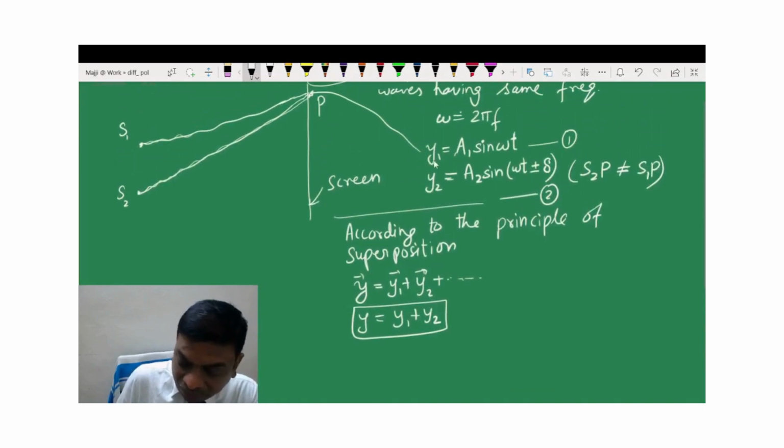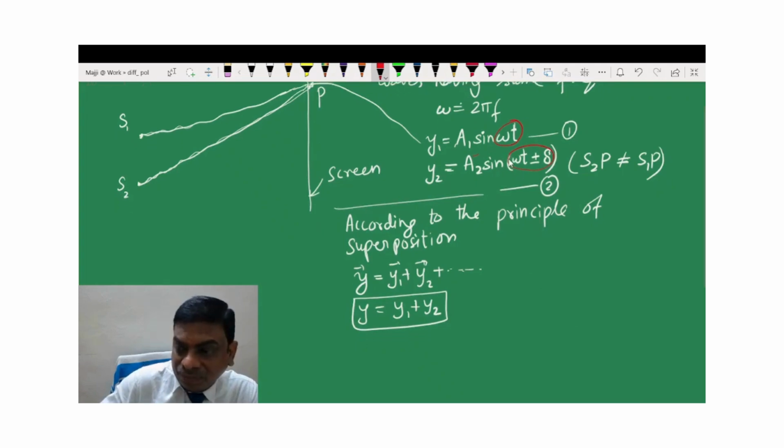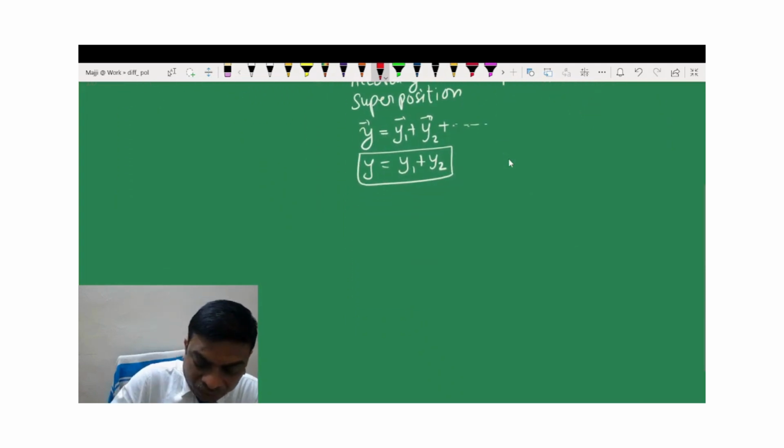You see, the first equation has a1 as the amplitude, and phase is how much? See, phase is omega t. The angle contained in the sine is known as phase. For the second wave, a2 is the amplitude and omega t plus or minus delta is the phase. So therefore, what I can write is like this.